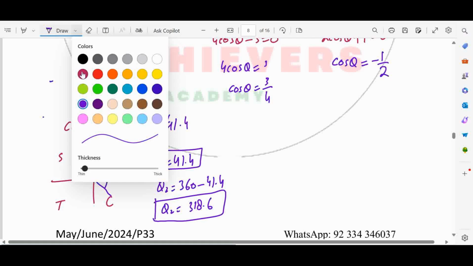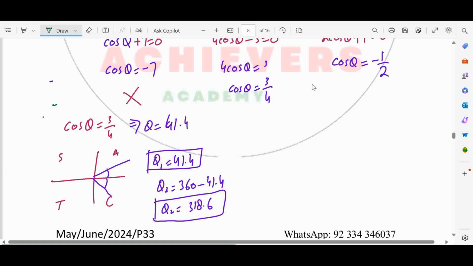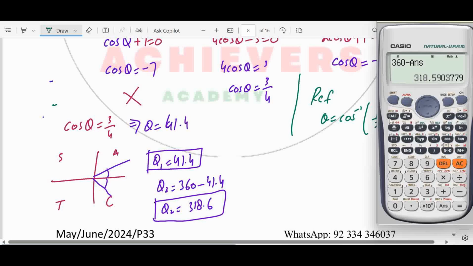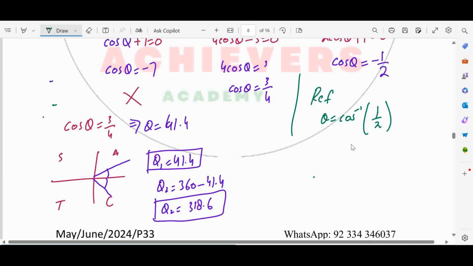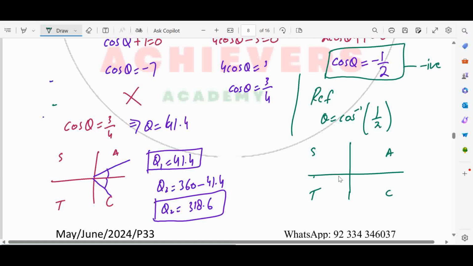Now let's see the other one. From here the reference angle will be theta is equals to cos inverse of 1 by 2. Now let me check. Shift cos inverse of 1 by 2. This will be equals to 60. So we know that the reference angle is 60. CAST, and cos is negative. Cos negative means that the reference angle will lie in these two quadrants. This angle will be 60, this angle will be 60. So theta 3 will be equals to 180 minus 60, which means 120, and theta 4 will be equals to 180 plus 60, which means 240.